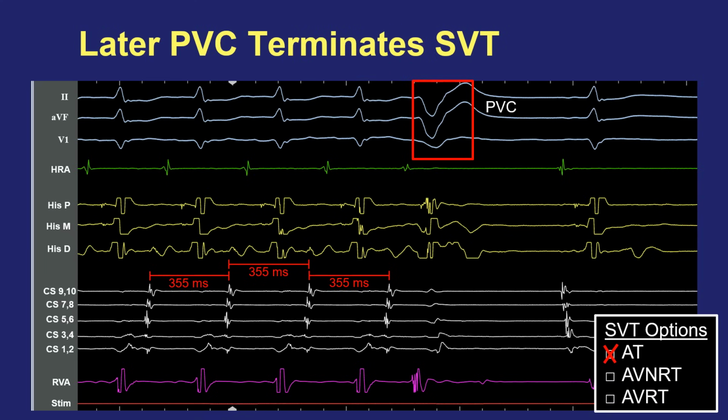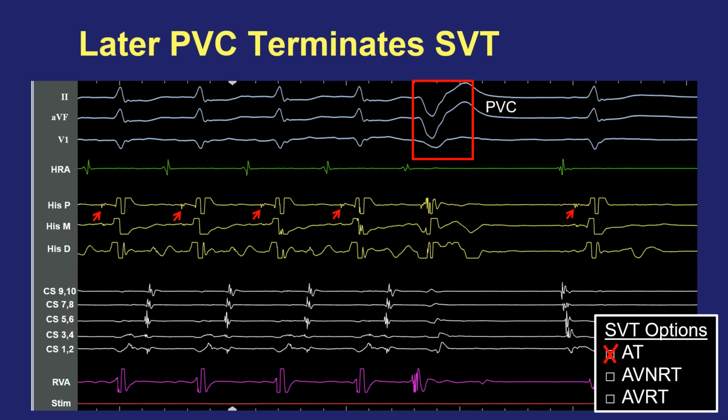And so the first thing we can rule out, just as we've been discussing, is this PVC terminated the tachycardia without getting to the atrium, without pre-exciting the atrium. So we can rule out AT. Wonderful, one thing crossed off the list. But there's one more really important observation here.